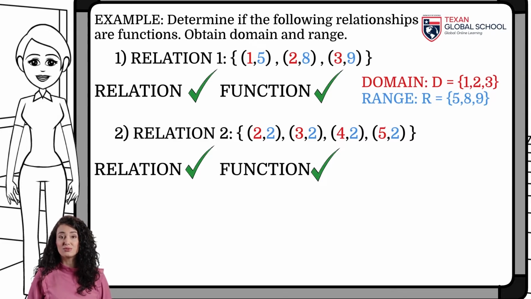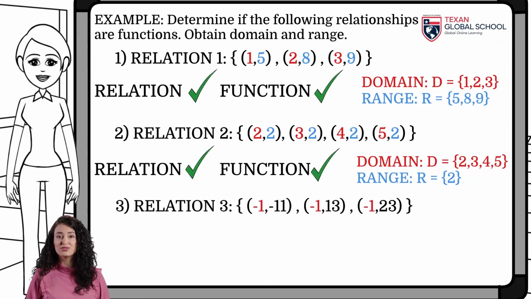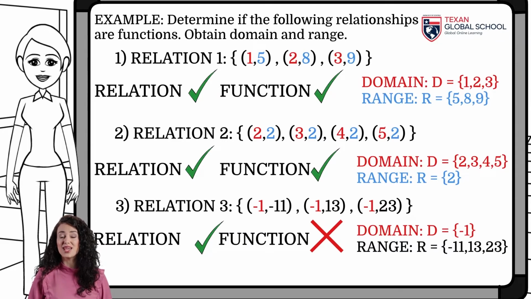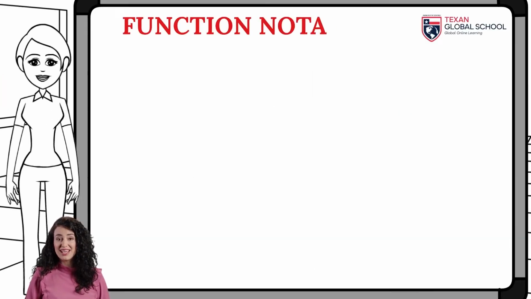We can see in the second case, they form a relation since these 4 points are a subset of the Cartesian plane. They also form a function, since no two distinct pairs have the same first element. The domain is the set with elements 2, 3, 4, and 5. The range is the set with the element 2. Finally, the last points form a relation since these 3 points are a subset of the Cartesian plane. However, it is not a function, since there are different pairs with the same first element -1. Its domain is precisely -1, and the range is -11, 13, and 23.